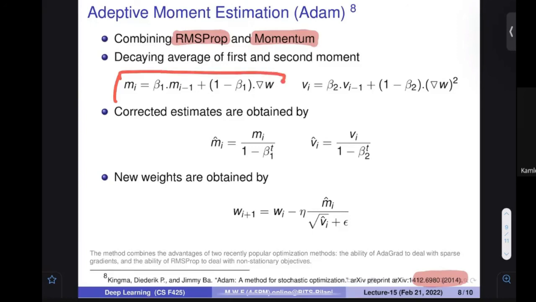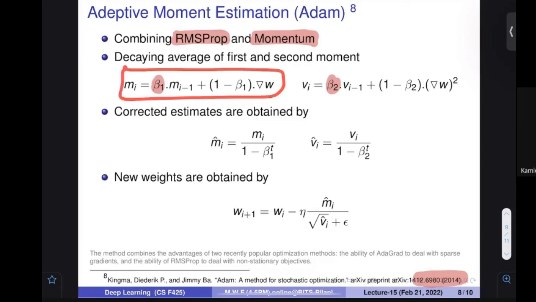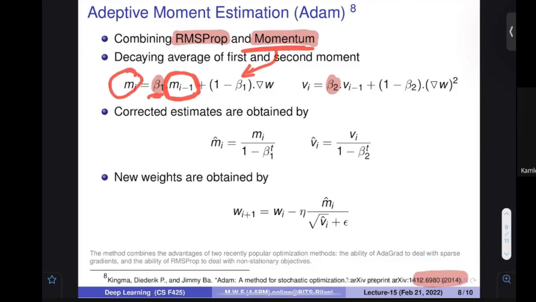mi is equal to beta... There are two parameters, beta 1 and beta 2. This parameter is with respect to how much I have to modify the weight, and it depends on my current gradient. So on the gradient I multiply 1 minus beta 1, and beta 1 times whatever the gradient was earlier. These two values I am going to use. By this I am going to utilize momentum. I am going to find out this mi value.